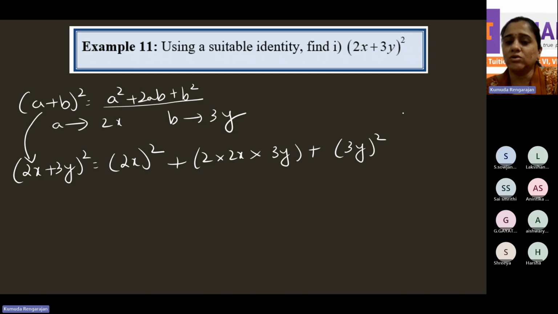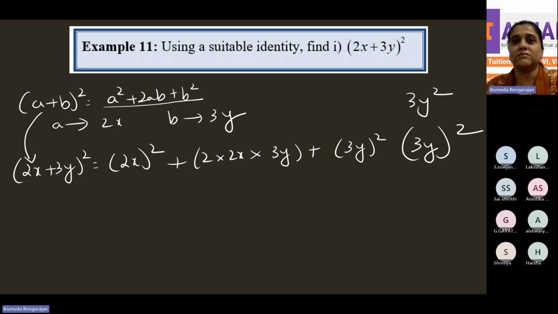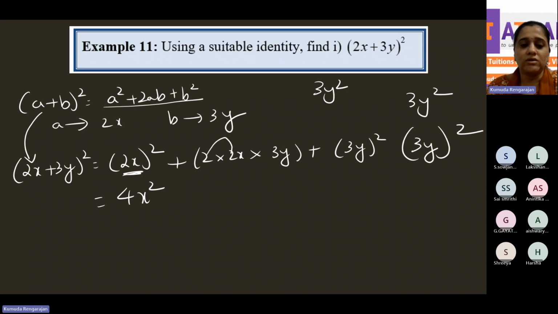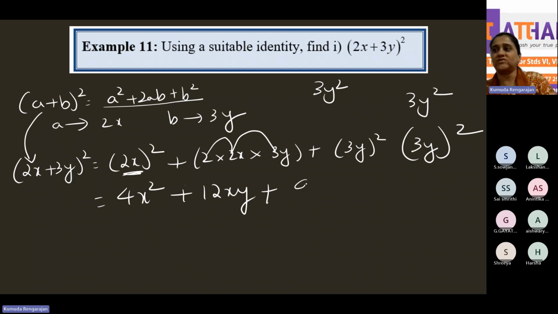The mistake you can do is writing 3y like this. It's not like this. b should be squared. What is b? This is b. The whole of b should be squared. It is not just 3y square like this. Okay, so now (2x) the whole square meaning 2x into 2x. 4x square. 2 into 2 is 4. x into x is x square. 2 into 2, 4. 4 3s are 12. 12xy plus 9y square.